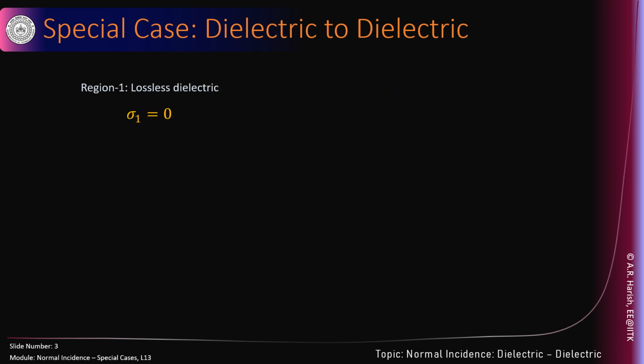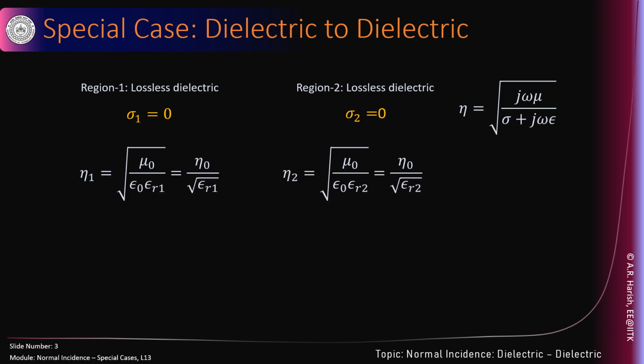Region 1 is a lossless dielectric, sigma 1 equal to 0. Region 2 is also a lossless dielectric, sigma 2 equal to 0. We want to evaluate eta 1 and eta 2. Since sigma is 0, eta 1 and eta 2 are both purely real and given by eta naught upon the square root of the respective relative permittivity. Eta naught is the intrinsic impedance of free space, 376.73 ohms.